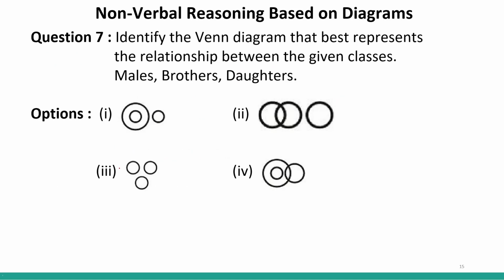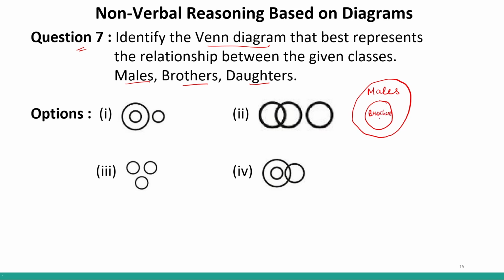Now let us move on to question number 7. We are given a Venn diagram and we have to identify the relationship between males, brothers and daughters. So if these are my males, okay, this Venn diagram represents my males. Out of these males, some males will be brothers.